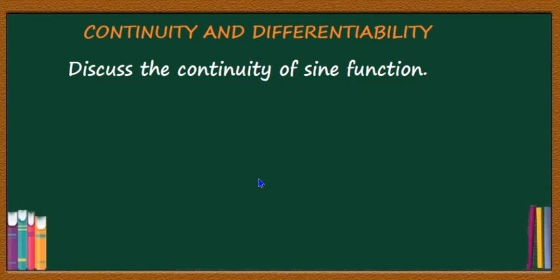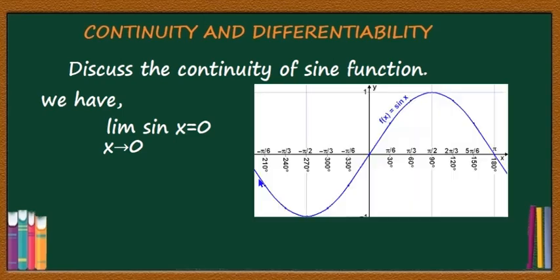And let us take the trigonometric functions. First, let us discuss the continuity of the sine function. See here, we have limit x extending to 0 of sine x equal to 0. And by using the graph, it is very easy to come to the conclusion that limit x extending to 0 of sine x equal to 0. See here, the graph of the sine function is like this.